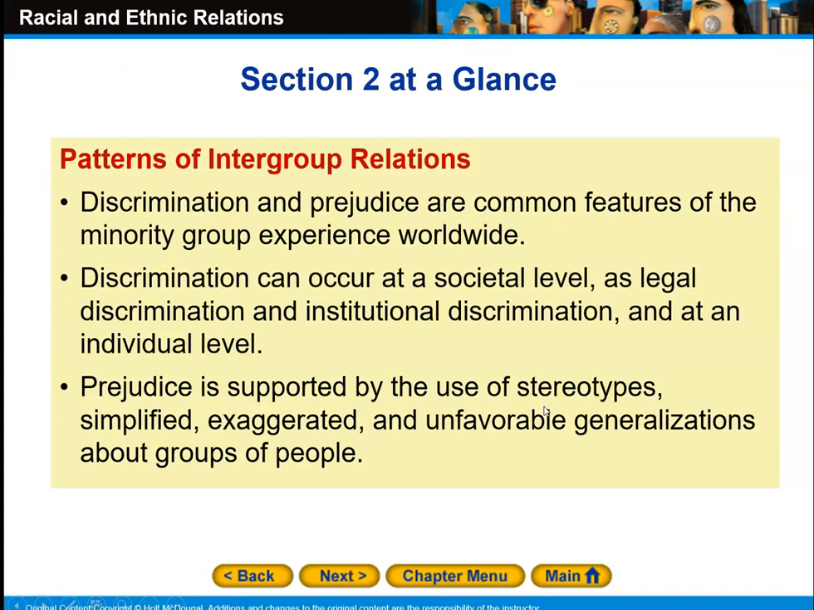Section 2. Patterns of intergroup relations. Discrimination and prejudice are common features of the minority group experience worldwide. Discrimination can occur at a societal level as legal discrimination and institutional discrimination, and at an individual level. Prejudice is supported by the use of stereotypes, simplified, exaggerated, and unfavorable generalizations about groups of people.